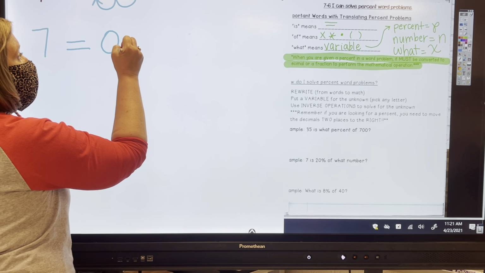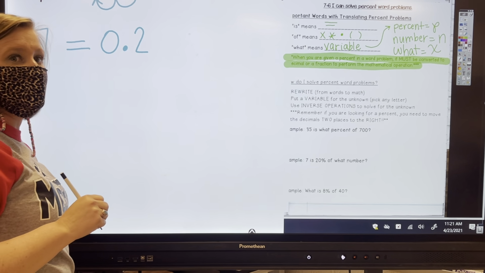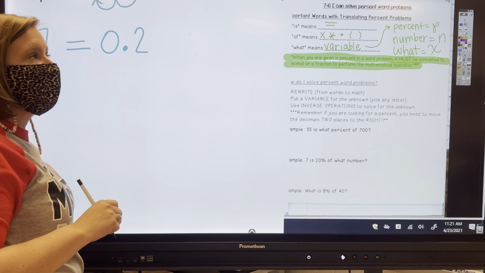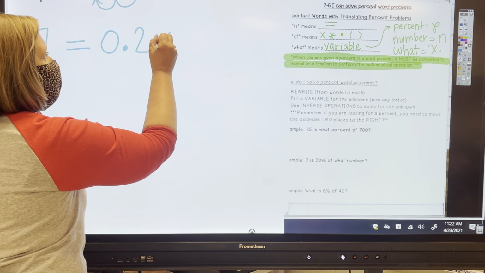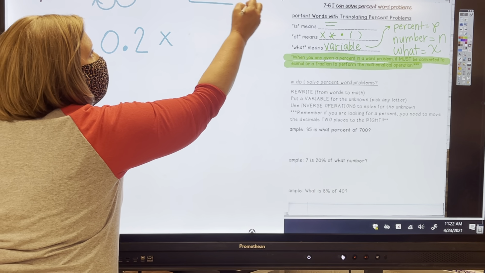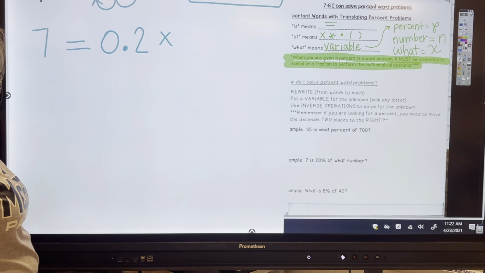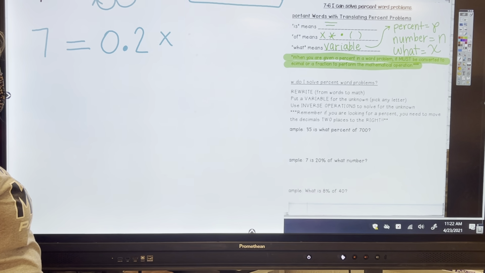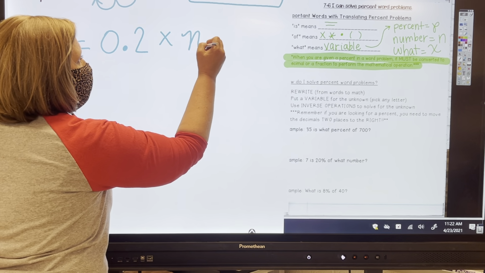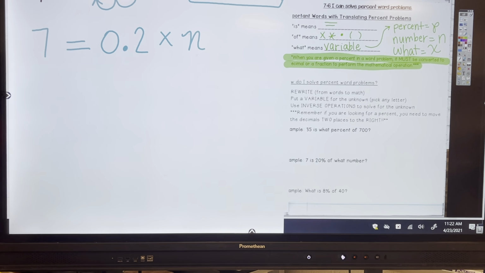So I have 2 tenths, a percent sign. I forgot what it was called. What does of mean? Times. What did I tell you to put if you're looking for a number? N. You're looking for a number. Number N. Percent P. So that helps you know what you're looking for.